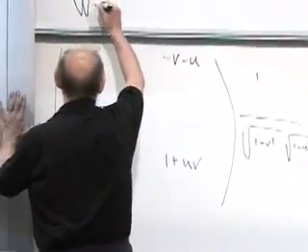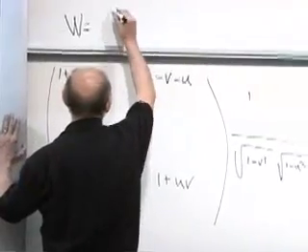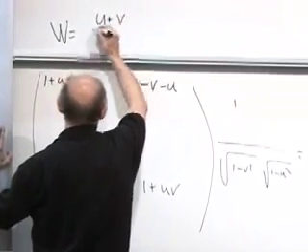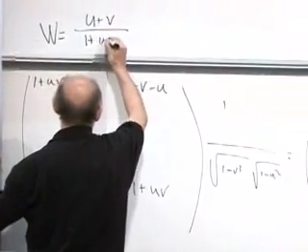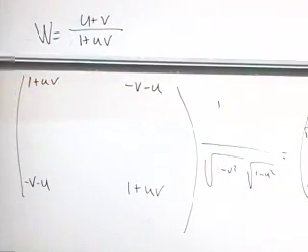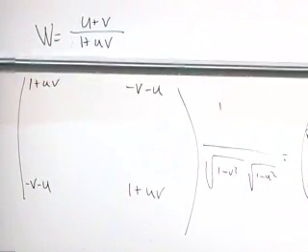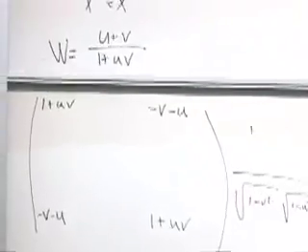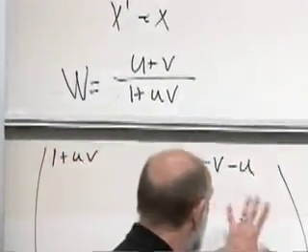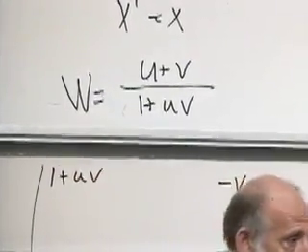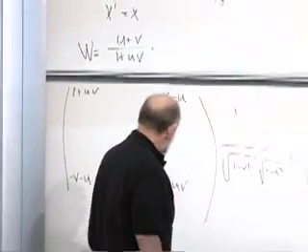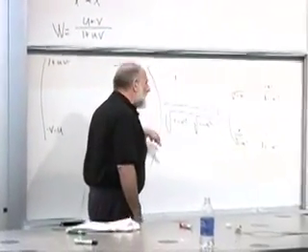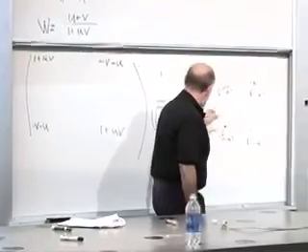w is equal to u plus v divided by 1 plus uv. That's it. That's all we have to do to figure out what the relative velocity between you and him is. Compound the transformation, go back later and prove that this really has this form.